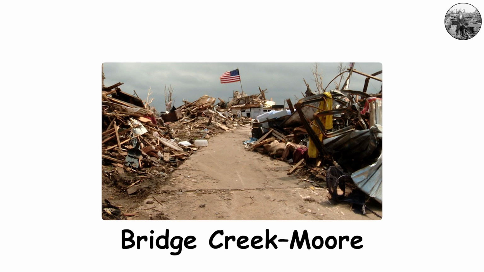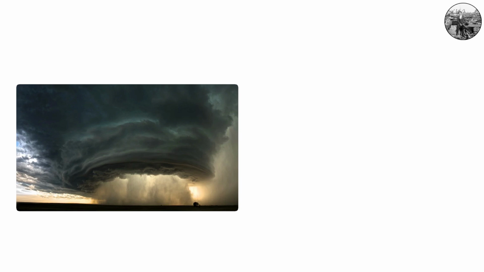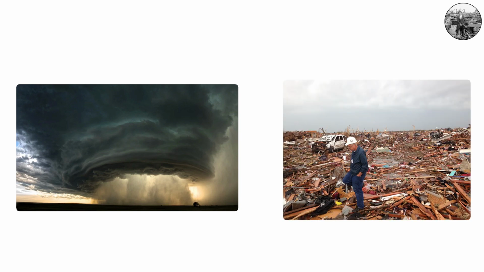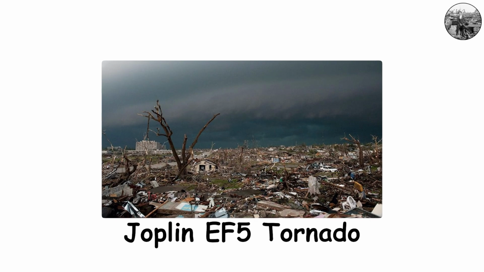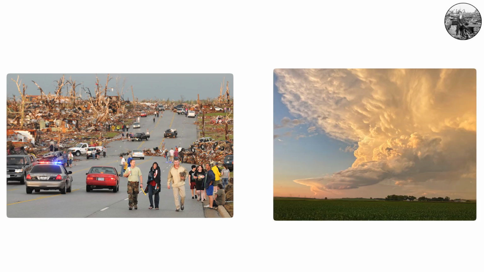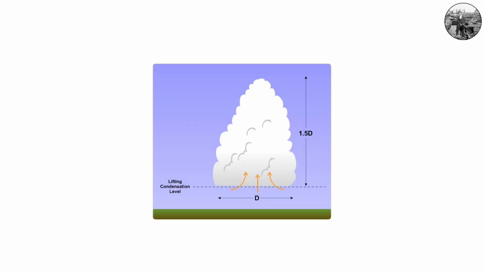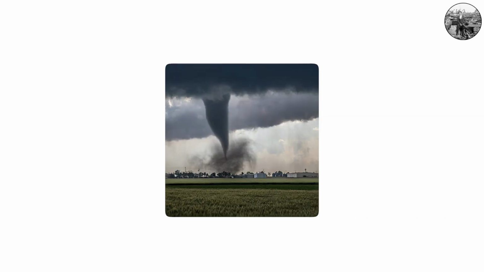In the 1999 Bridge Creek-Moore F5 tornado in Oklahoma, scientists noted a powerful, warm RFD wrapping tightly into the mesocyclone just before the tornado's violent intensification. In the 2011 Joplin EF5 tornado, survivors recalled blasts of wind from the RFD moments before the funnel descended. These examples demonstrate that RFDs aren't just abstract science. They are real-world signals that often precede devastation.